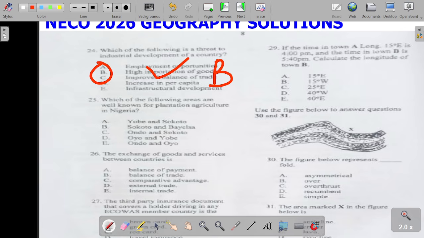Okay, 25. Which of the following areas are well known for plantation agriculture in Nigeria? We have Yobe and Sokoto, Bayelsa and Ondo, Oyo and Yobe, Ondo and Oyo. This is E.